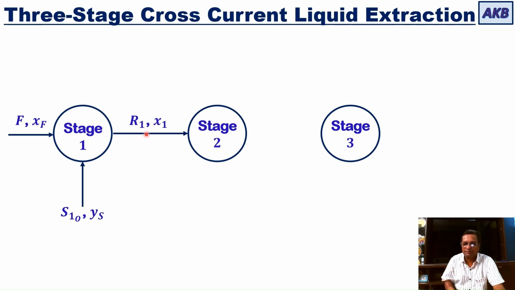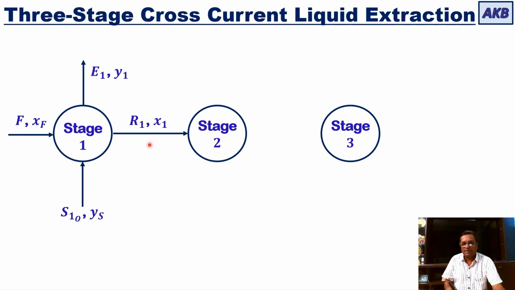Then we get raffinate out after extraction is completed in stage number 1. We get the raffinate phase. R1 is the mass or mass flow rate of that raffinate phase, and X1 is the weight fraction of the solute in that raffinate phase. Then we also get the extract phase. E1 is either mass if it is batch operation or mass flow rate if it is a continuous operation, and Y1 is the weight fraction of the solute in the extract that is coming out of stage number 1.